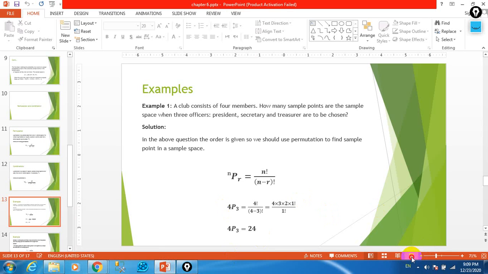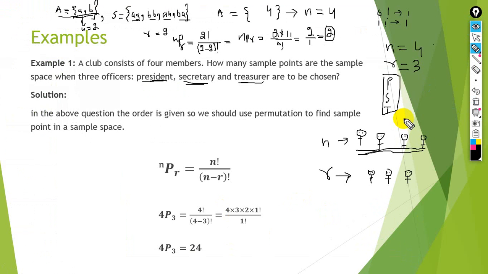So here, look at this. For example, if I want to select 3 persons out of 4 persons, now n is equal to 4 and we want to select the combination of 3 persons in a sample space. Then how many sample points will we have? Here nPr is equal to n factorial divided by n minus r whole factorial. So this is the formula. Look at this, 4P3: in place of n I have written 4 and in place of r I have written 3, which is equal to 4 factorial divided by 4 minus 3 whole factorial.